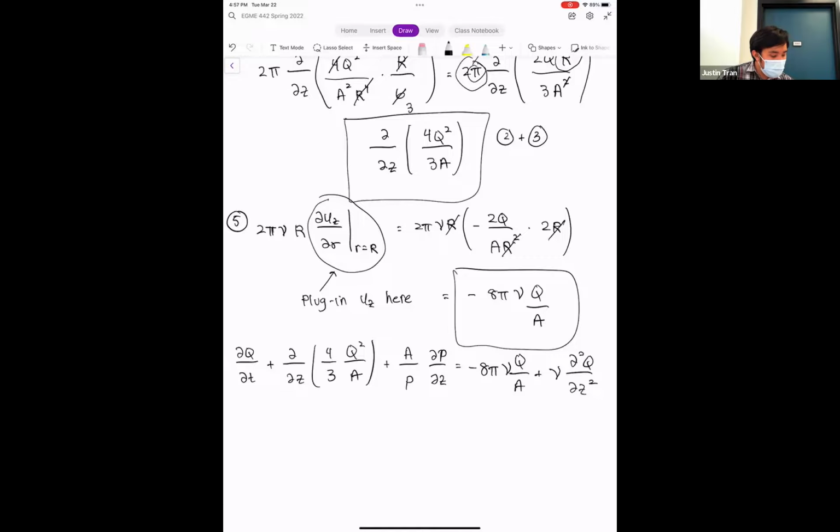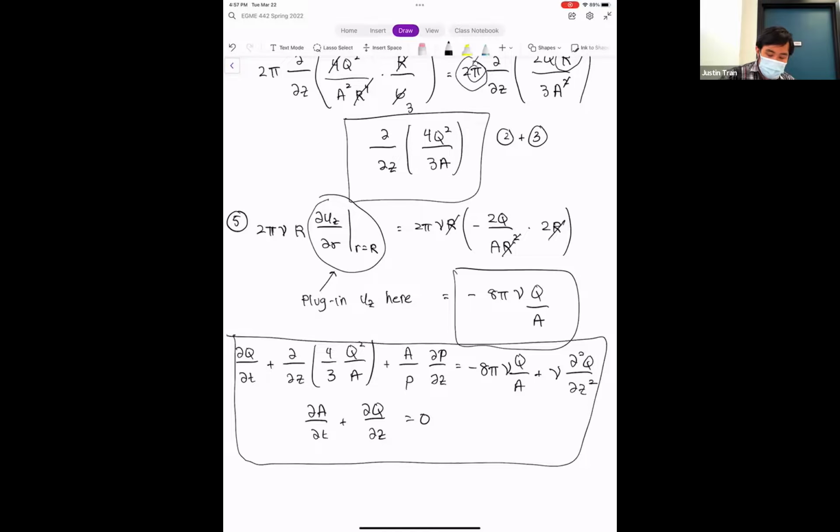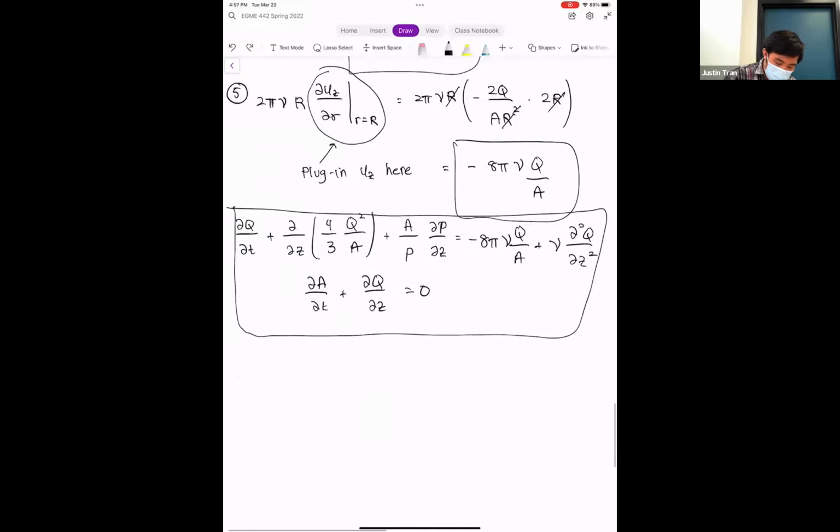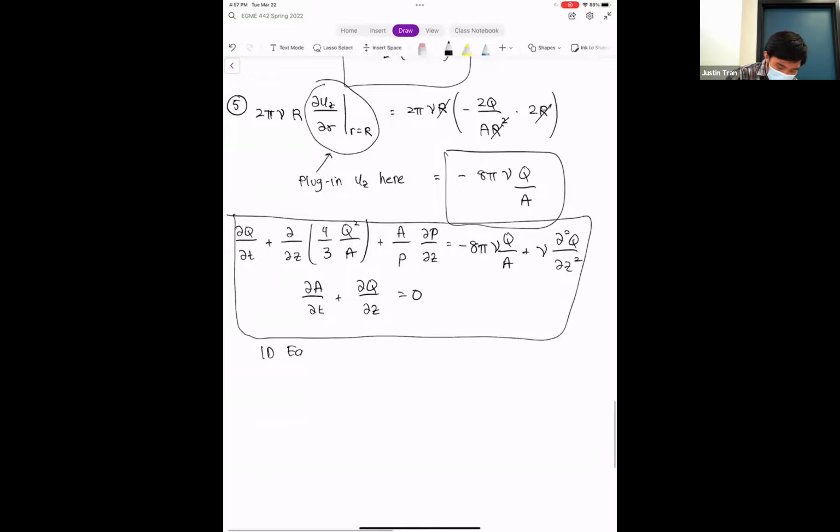Okay. And so, of course, that's our momentum equation. That was the result of all the hard work that we did. And then that is our conservation of mass on the bottom. And so these are the 1D equations of blood flow, under the assumption that you have a parabolic profile.